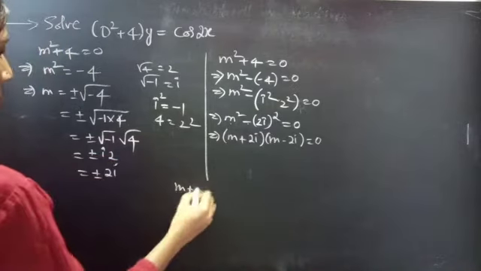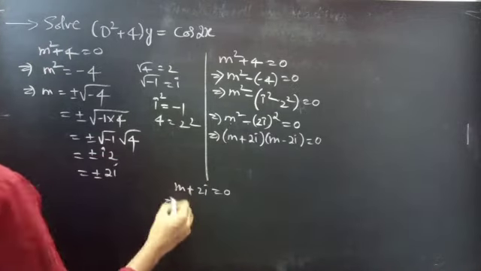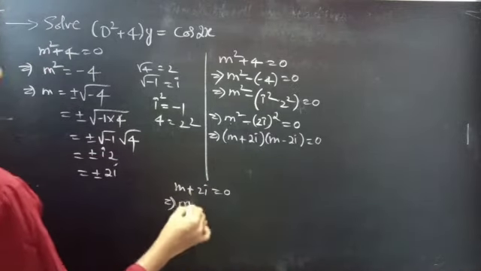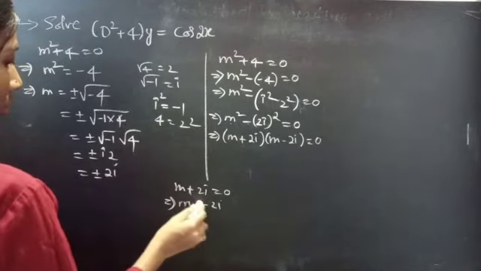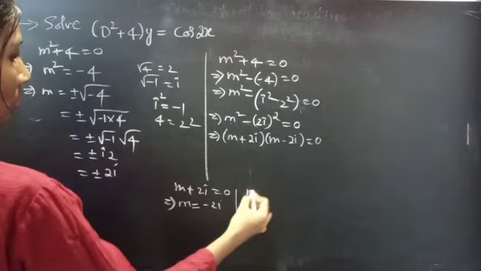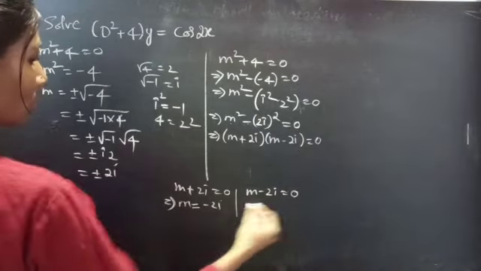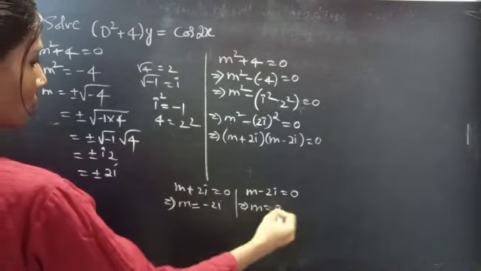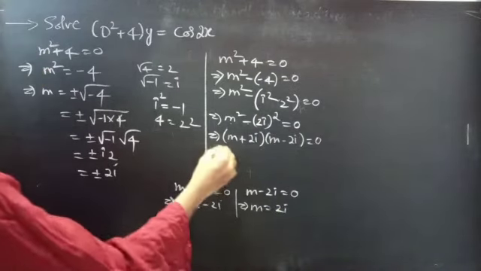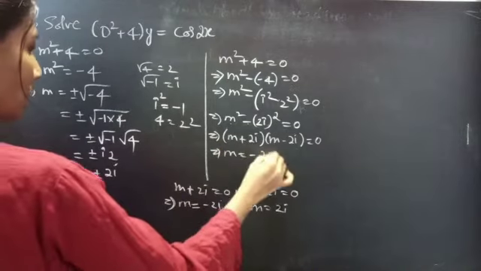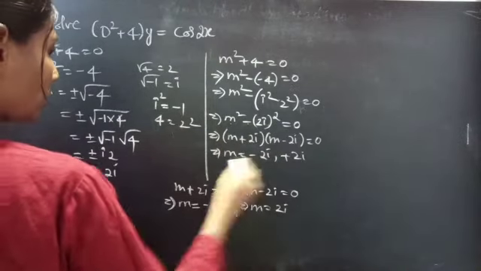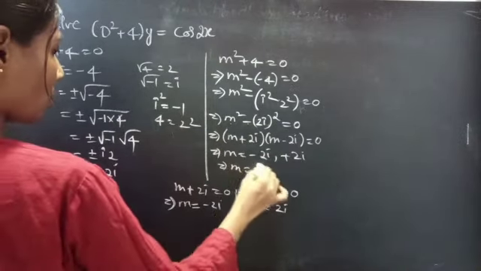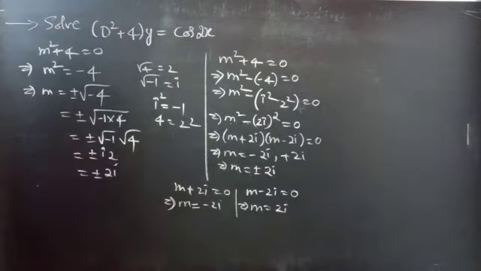If you equate m plus 2i equals 0, then you'll get m equals minus 2i. If you equate m minus 2i to 0, then you'll get m equals plus 2i, right? So we'll get m equals minus 2i and plus 2i. That is, m equals plus or minus 2i. Imaginary roots.